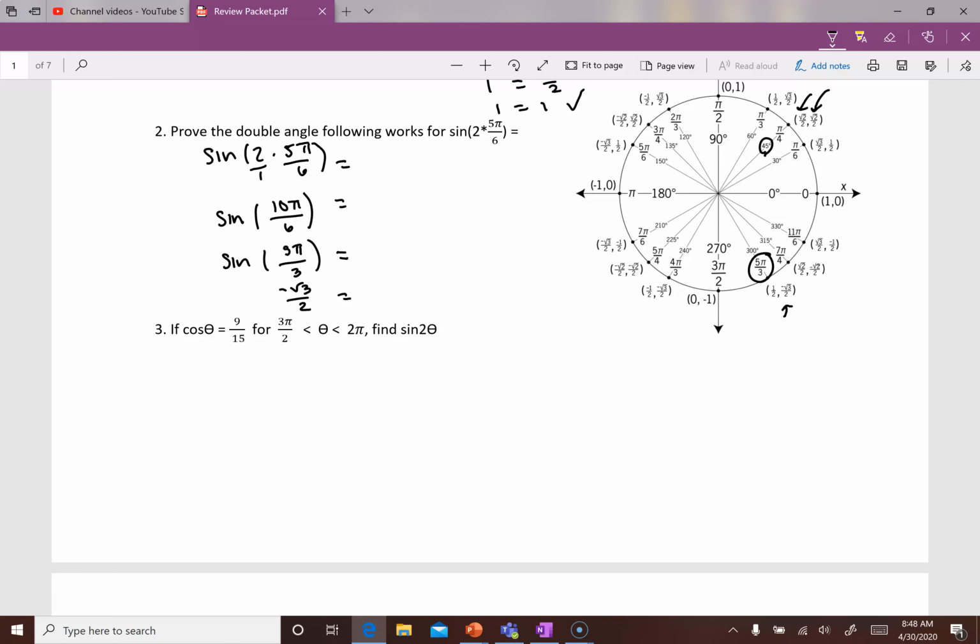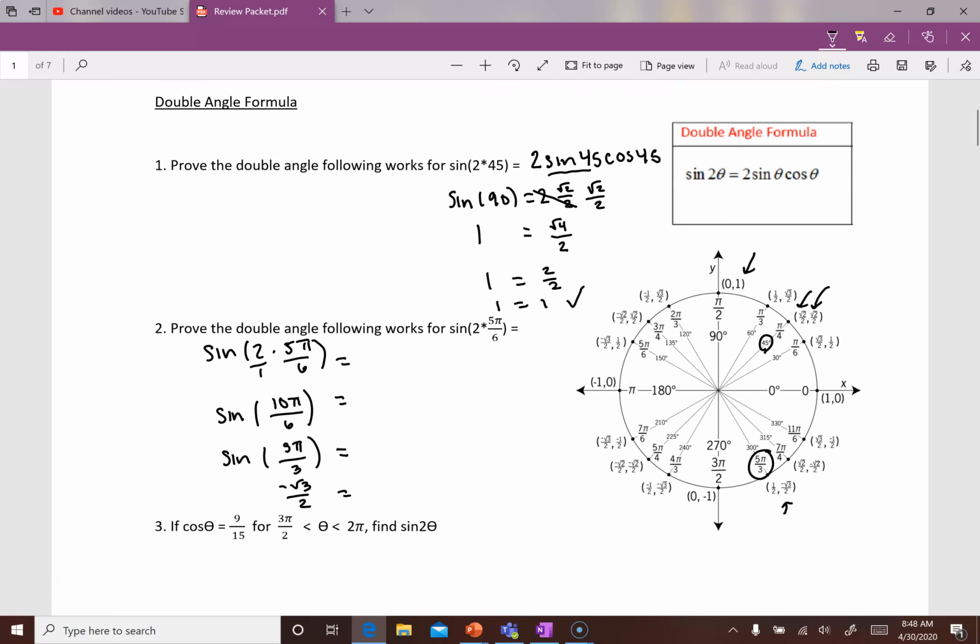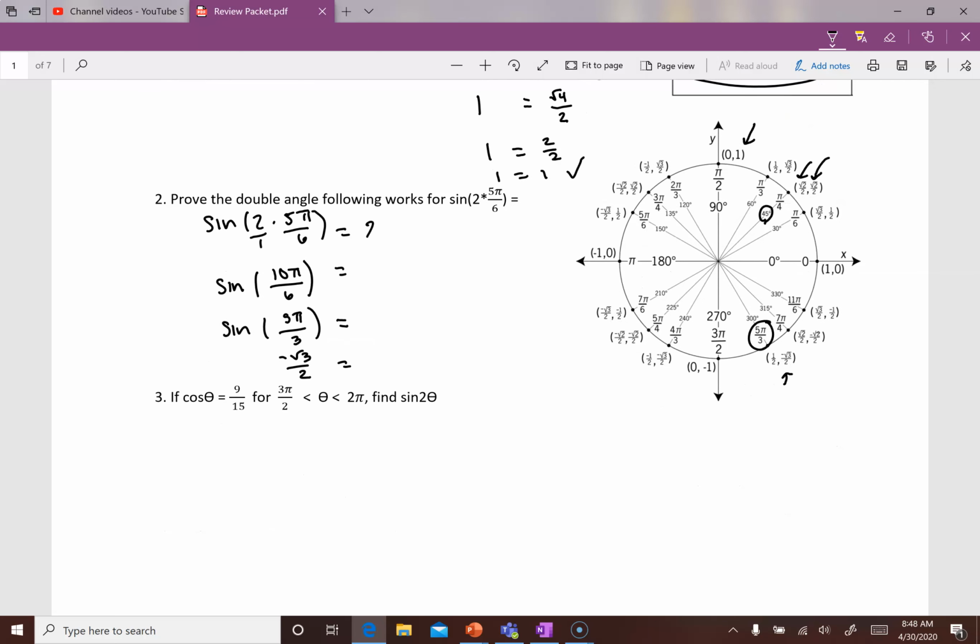And now I can work on my right side of the equation, which is going to be applying this formula right here. So I'll have 2 sine of 5 pi over 6 times cosine of 5 pi over 6. Rewrite the 2. Sine of 5 pi over 6, let's see if I can find that on here. Okay, here's my 5 pi over 6. So my sine is going to be 1/2. And then my cosine is going to be negative root 3 over 2.